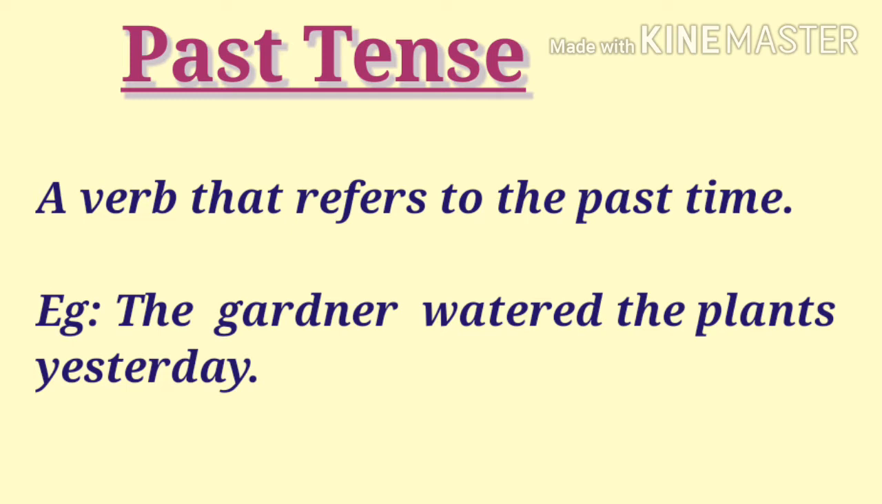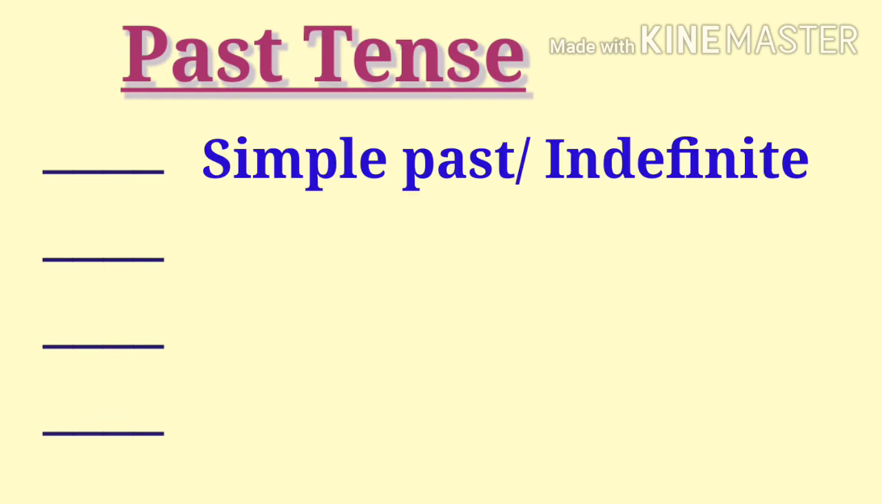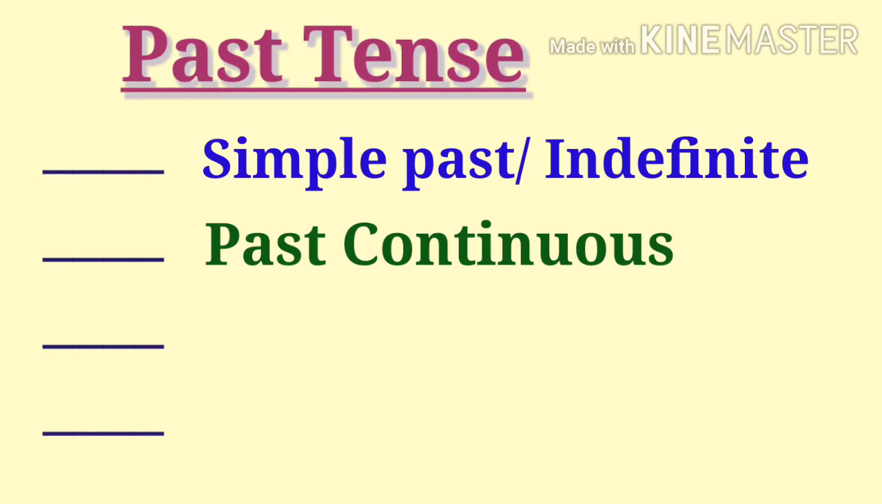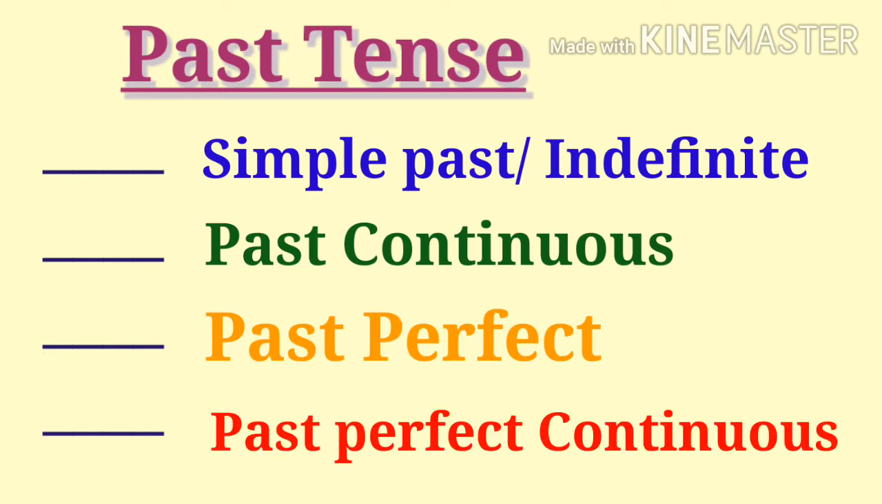Just like present tense, past tense can also be described in four ways. First one, simple past or past indefinite. Second is past continuous, then past perfect and past perfect continuous tense.